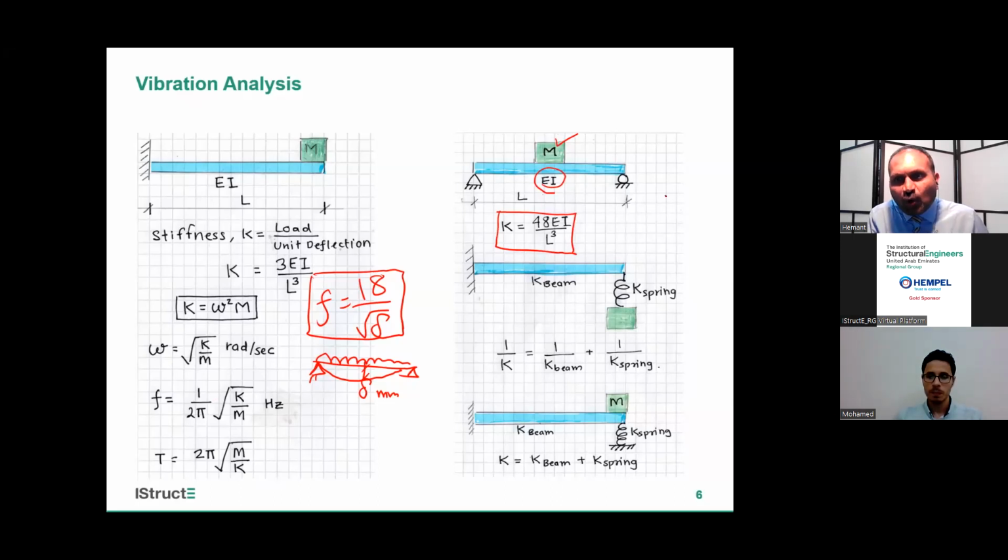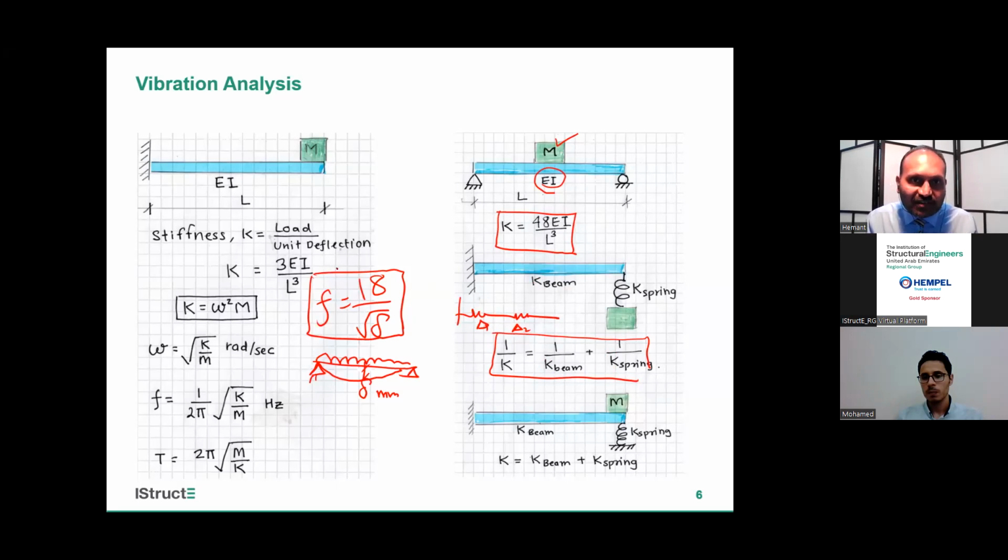One more change which can happen in exam, this mass is getting supported on a spring. It is not put on at the tip, but it is on a spring. So now I have two stiffnesses which are in series. So when I have two stiffnesses in series, there will be delta 1 deflection, delta 2 deflection, total deflection will be delta 1 plus delta 2. And we get equation of equivalent stiffness as 1 over K equals 1 over K beam plus 1 over K spring. So K beam will be 3EI by L cube.